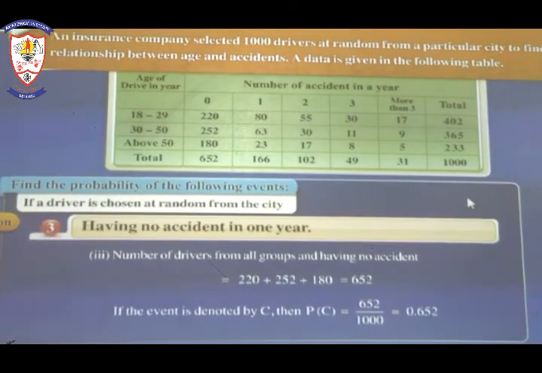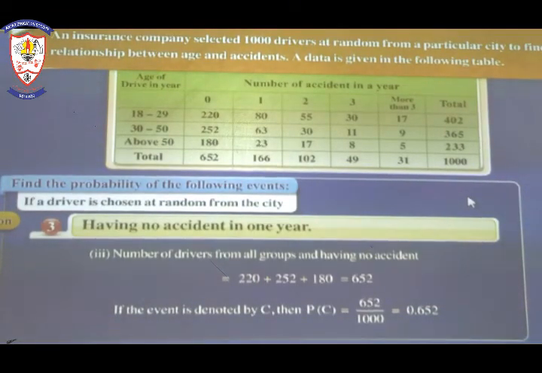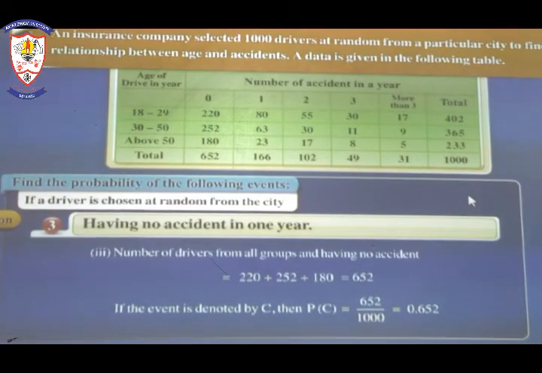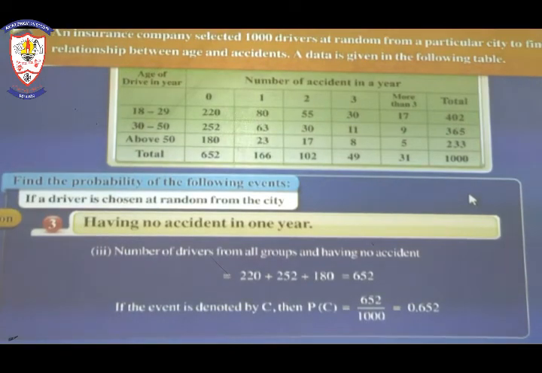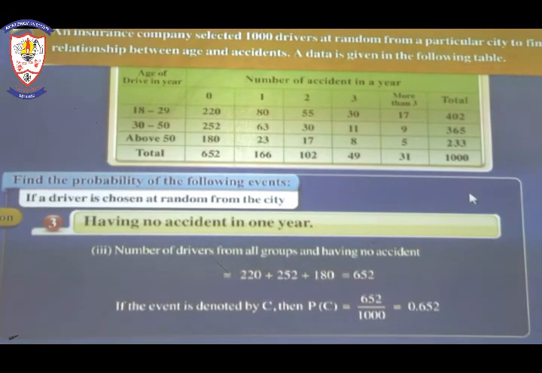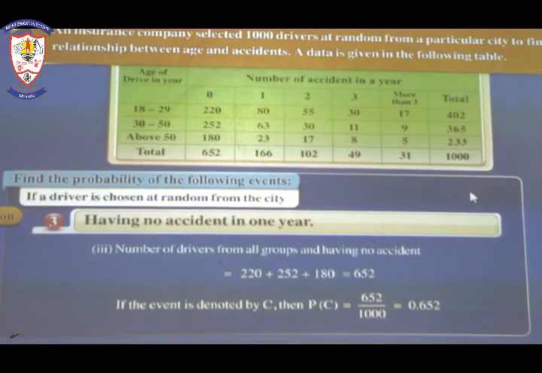Now the third question is having no accidents in 1 year. It means having zero accidents. As the age group is not provided, we just look at the no accident column, considering all groups. So that is 220 plus 252 plus 180, which is equal to 652. Let that event be denoted by C. Therefore, the probability of event C is equal to 652 divided by 1000, which is equal to 0.65.